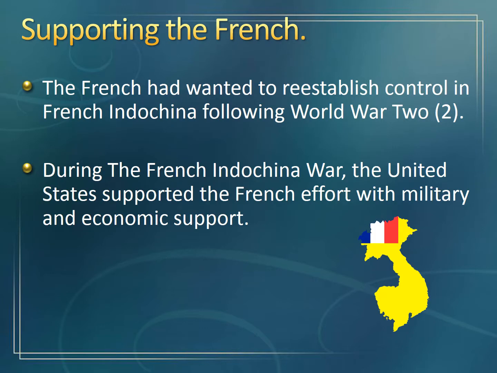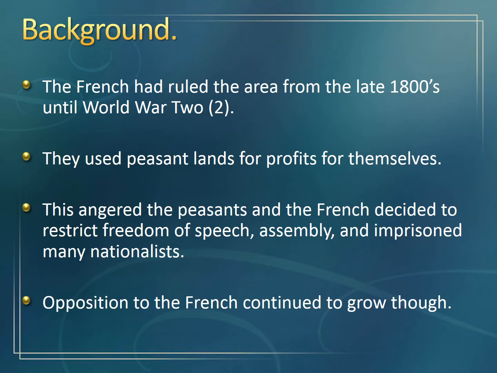Okay, so supporting the French. The French had wanted to reestablish control in French Indochina, which was the name of Vietnam prior to its name now, following World War II. And during the French Indochina War, the United States supported the French effort with military and economic support. So the French had ruled the area from the late 1800s until World War II.